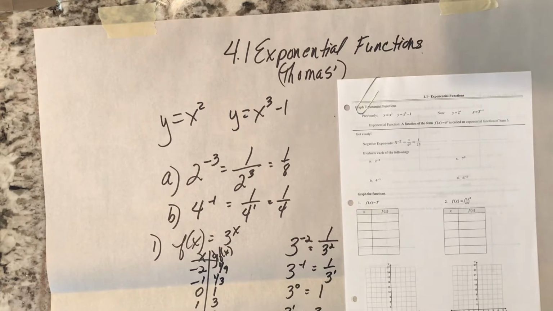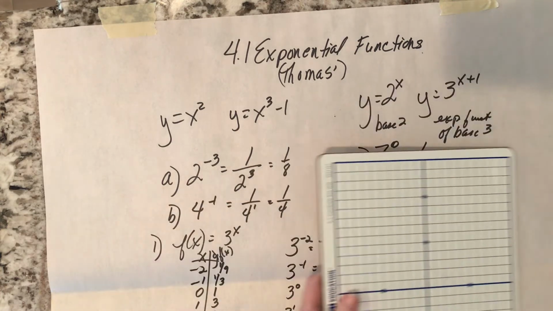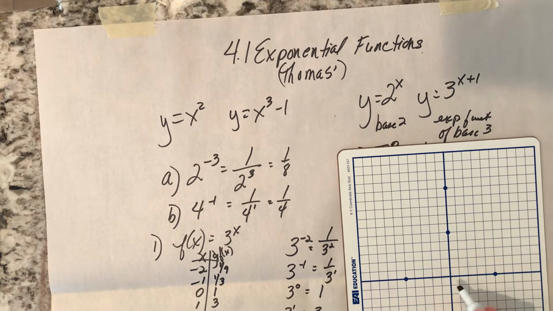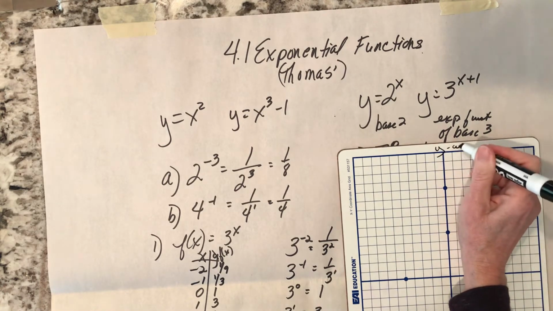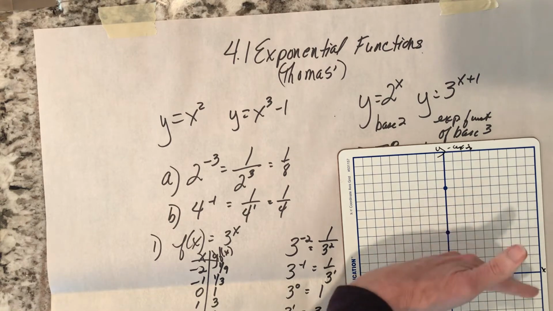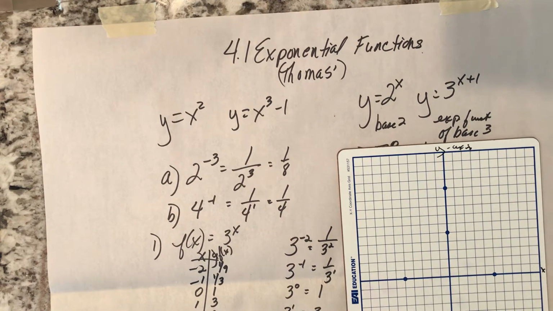So with that in mind, I grab my little handy dandy graph board, and I think that I will turn it this way. Let's see what we've got. So this is the y-axis, and this is the x-axis. I've just turned it so I have more that I can deal with up here.